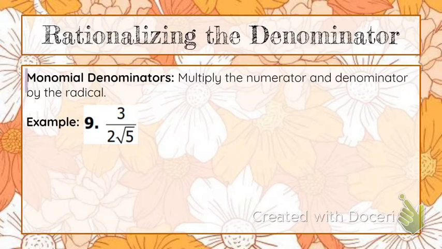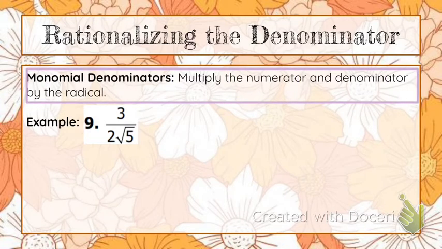How do we do that? We multiply the numerator and the denominator by the radical. And this rule is for monomial denominators. We'll go over binomials in a minute, but basically that means that there's no addition or subtraction in the denominator, only multiplication, and that's what this is, 2 times the square root of 5. It's one term, that is a monomial.